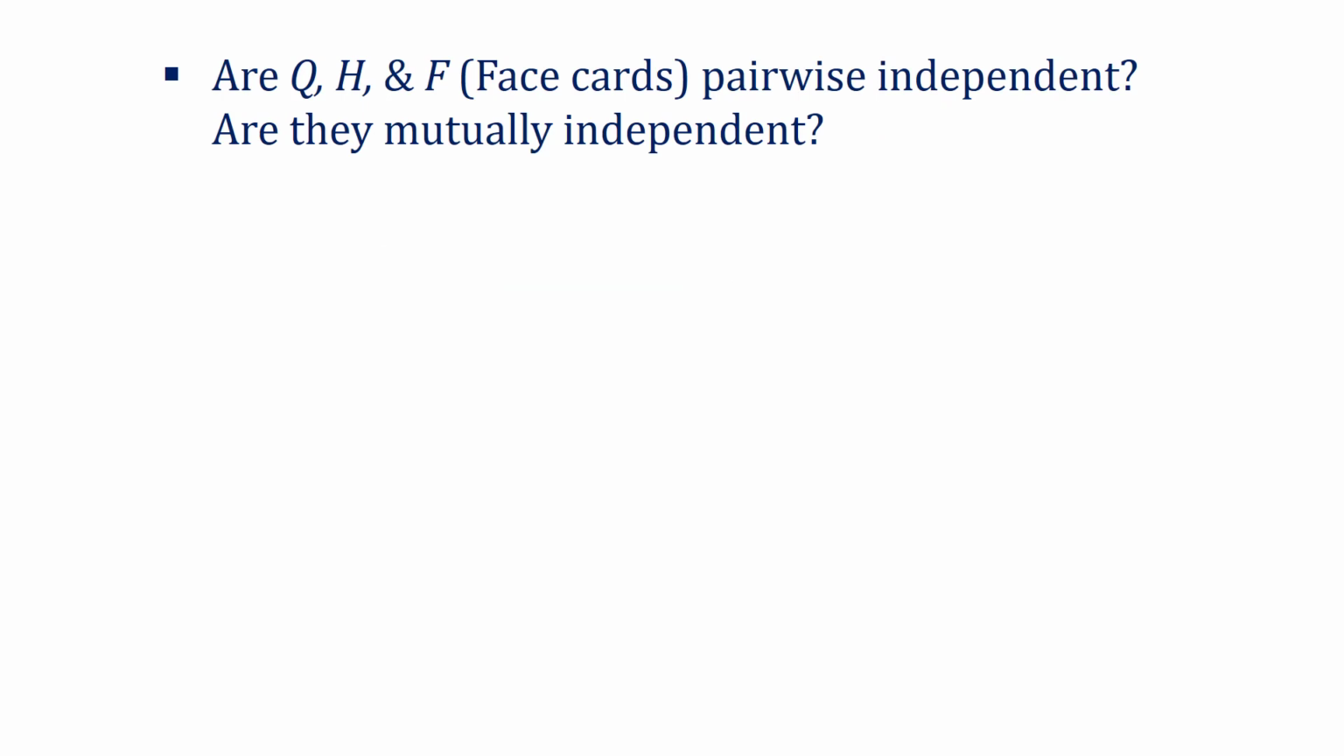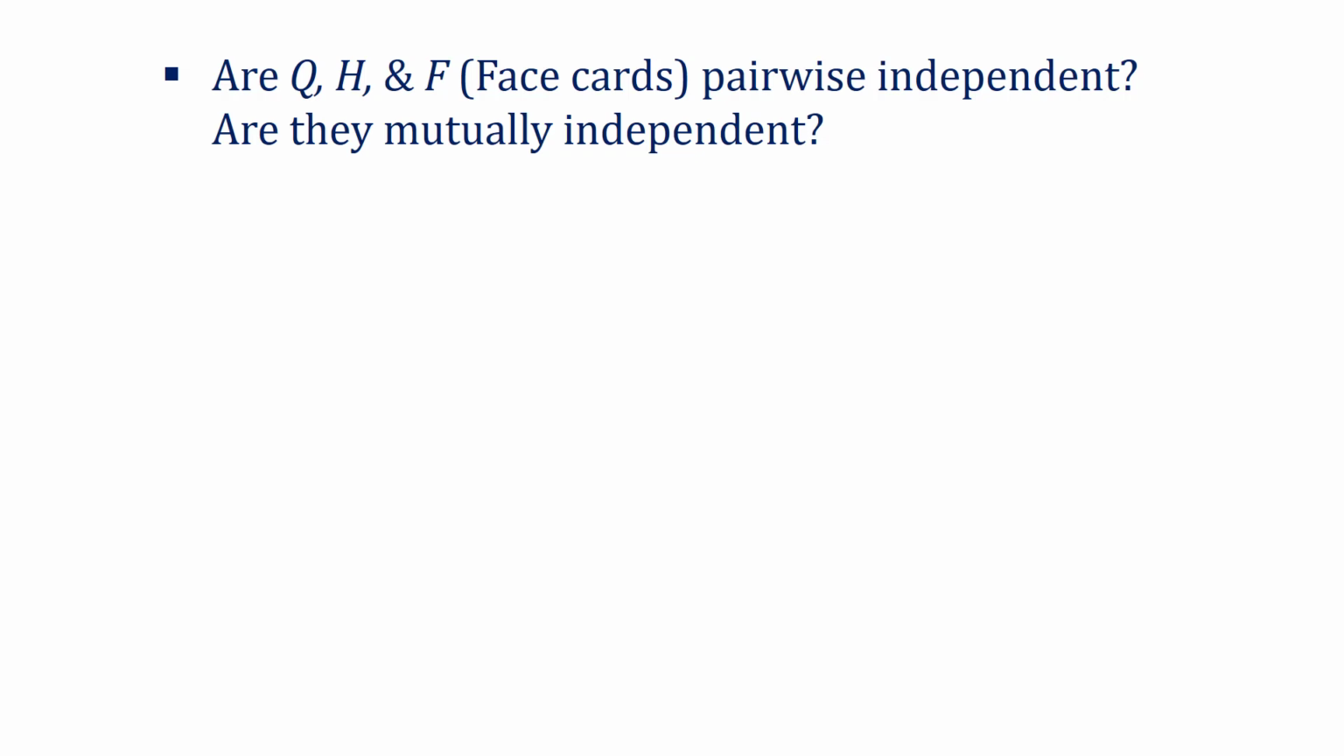So we just spent a little bit of time looking back at the events Queen and Hearts for drawing a card from a deck of cards. And one we've also talked about before is the event F for face cards. Remember, that includes Jacks, Queens, and Kings. I want to know, is that group of 3 events pairwise independent? And then also, are they mutually independent?